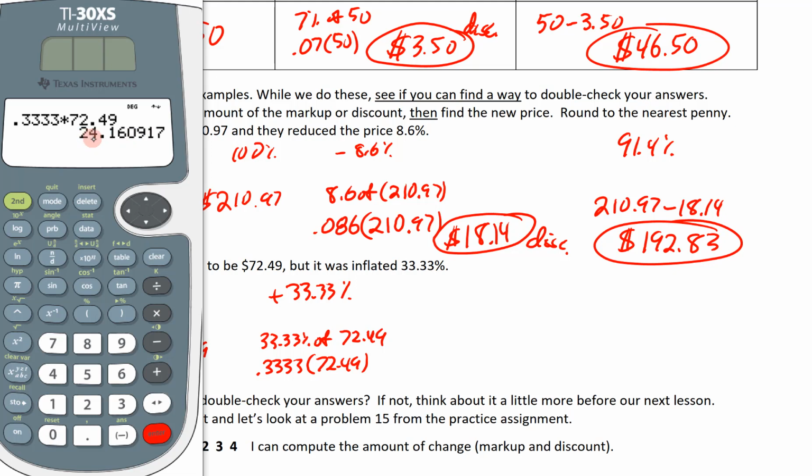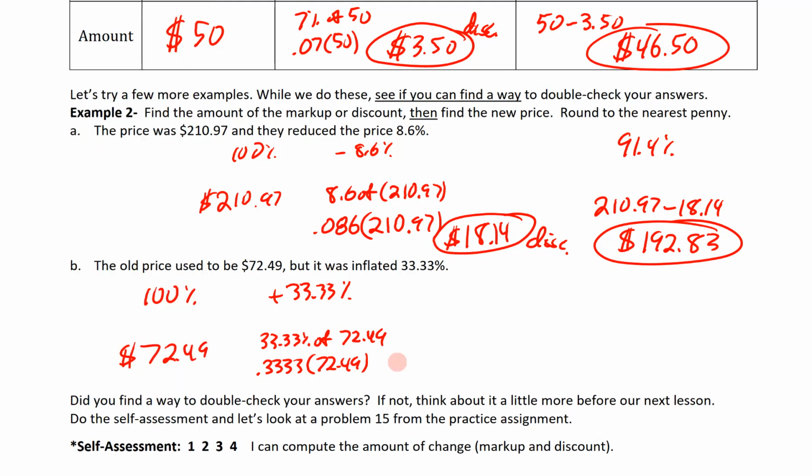So $24.16, not enough to bump that up to 17. So this is going to be $24.16. Dollar sign on that. And we could call that a markup, an inflate or inflation or something like that. And then we want to come down here and say, well, what was the final price? What was the new price? Because they definitely wanted that.